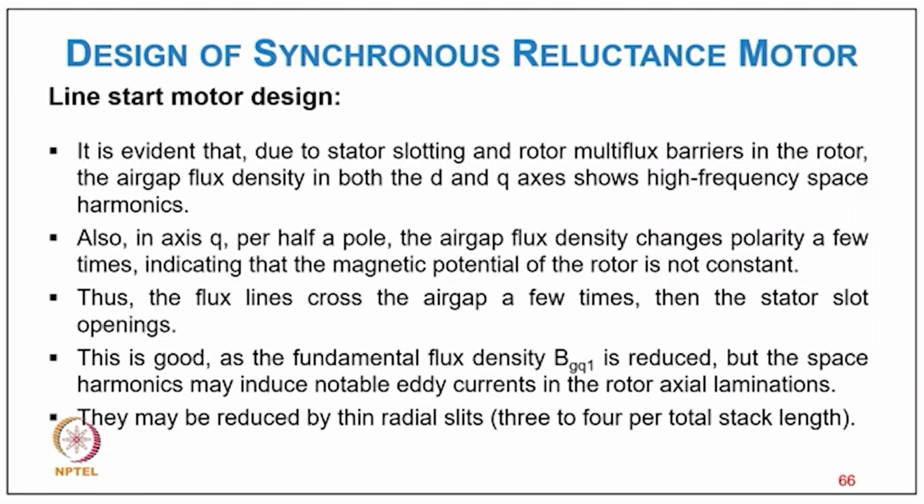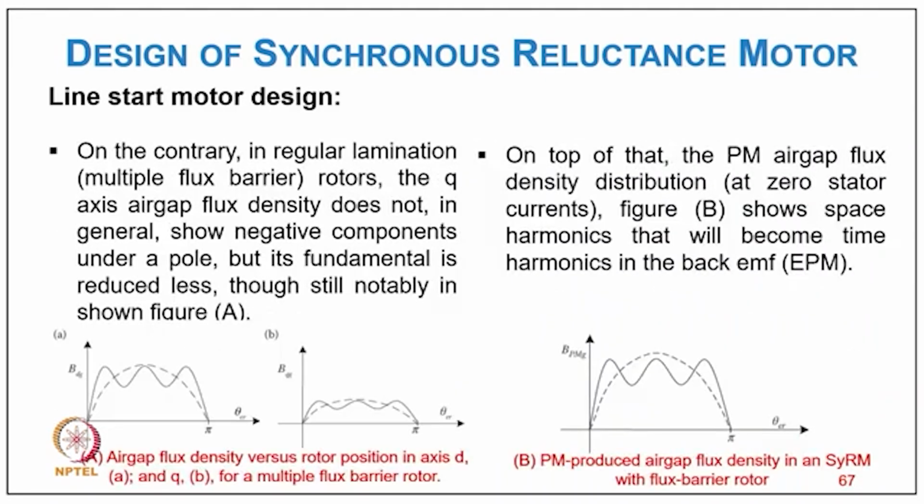Also in the Q axis, per half a pole, the air gap flux density changes polarity a few times, indicating that the magnetic potential of the rotor is not constant. Thus, the flux lines cross the air gap field, then the stator slot opening, and this is good as the fundamental flux density is reduced, but the space harmonics may induce notable eddy currents in the rotor axle lamination. They may be reduced by thin radial slots, 3 to 4 per total stack length.